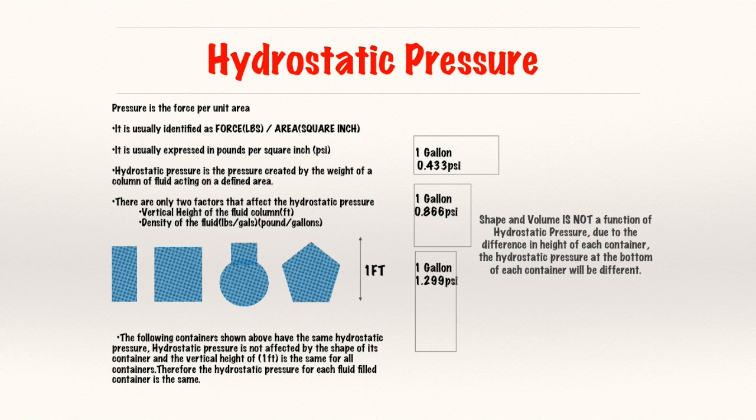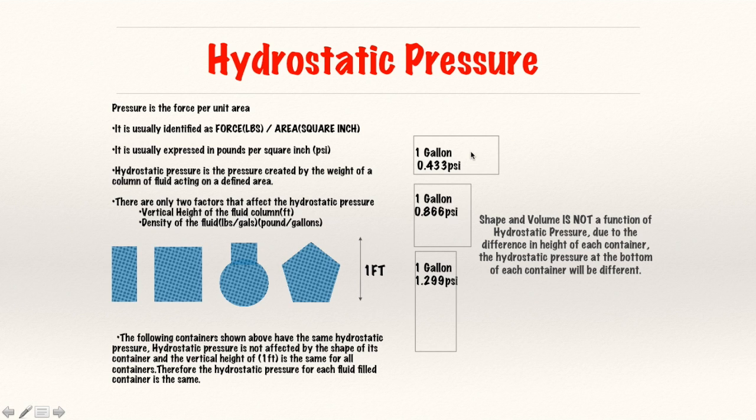The following containers shown have the same hydrostatic pressure, but understand that hydrostatic pressure is not affected by the shape of the container. It's only affected by the height and the density, as said before. Therefore, the hydrostatic pressure in each of these fluid-filled containers is the same, as they have the same height, assuming the same density of fluid is in them. So let's get into this little depiction.